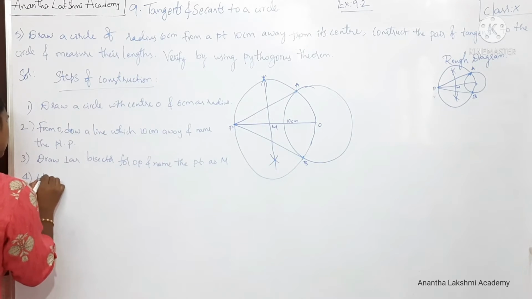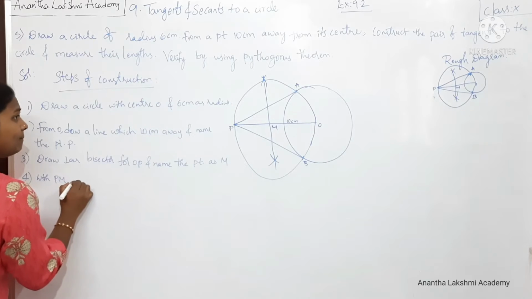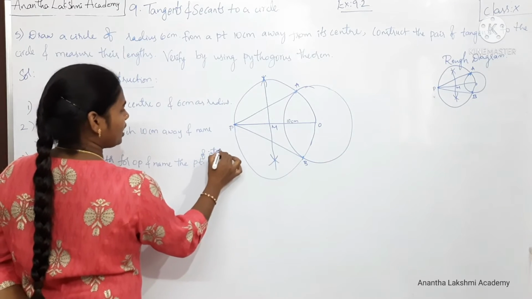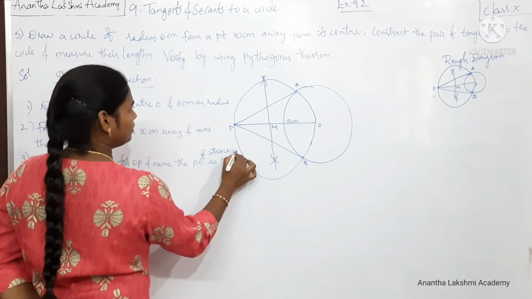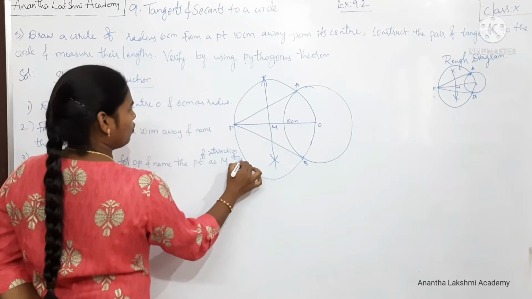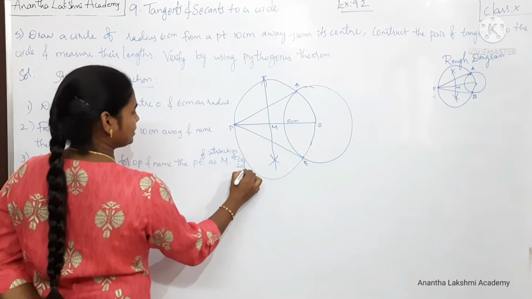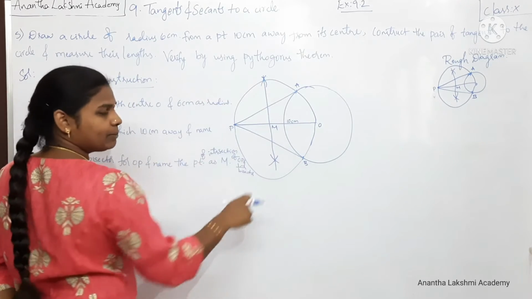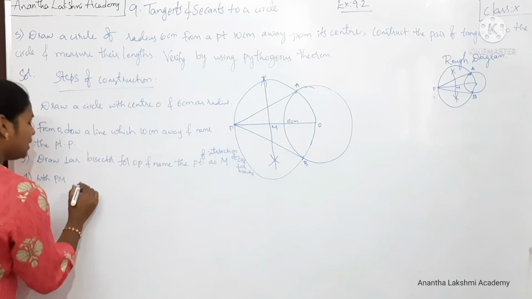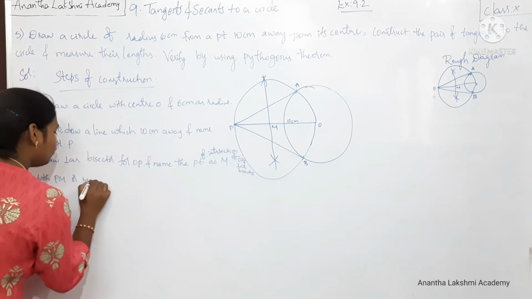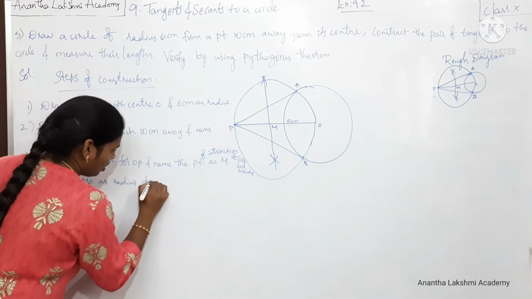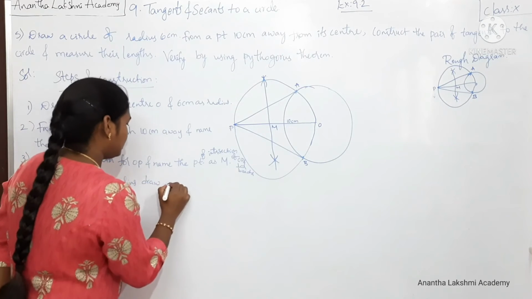With PM, name the point of intersection. Okay, the point of intersection of OP and the perpendicular bisector is M. With PM or MO as radius, draw a circle.